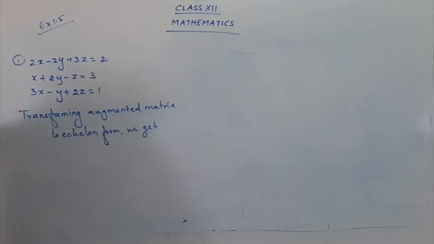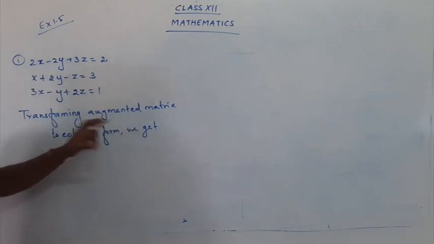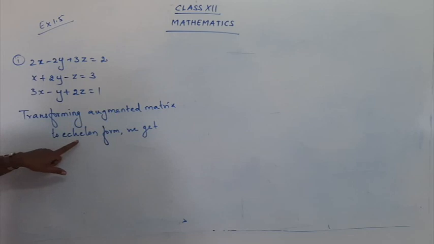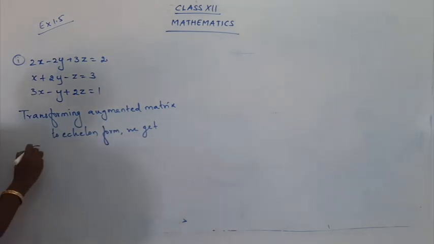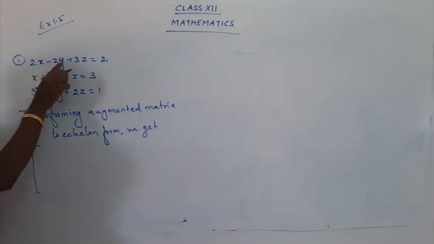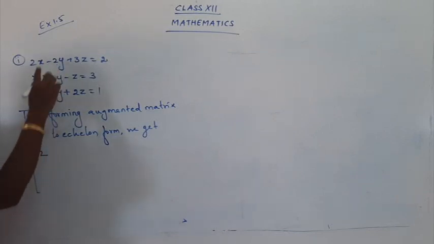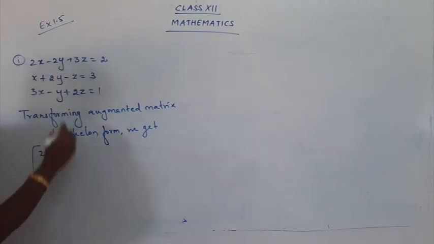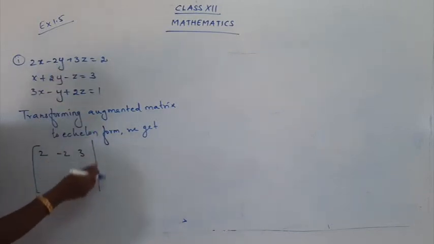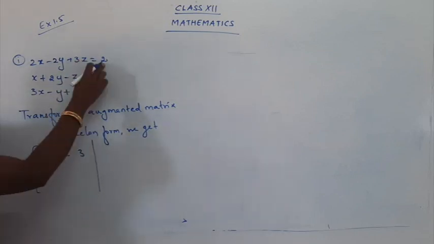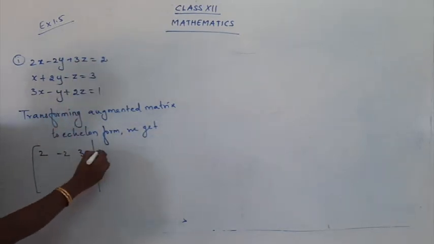So what are we going to do under Gaussian? Under Gaussian, you are going to transform. Transform means we are going to change. We are going to change the augmented matrix into echelon form. See here, what is the augmented matrix? Write down all the coefficients: 2, minus 2, 3, and then a small break for augmented. Then take the constant term on the RHS part, 2.